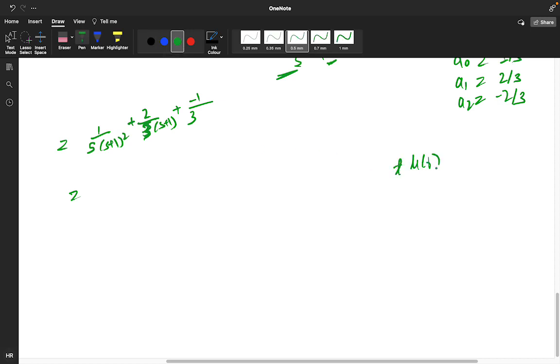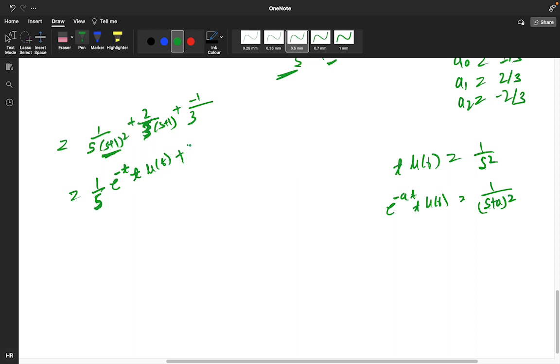The Laplace transform of t u(t) is 1 by s square. If you are getting e power minus a t into t u(t), this will become 1 divided by (s plus a) the whole square. Here s plus 1 term is there, so that means a is 1. It means e power minus t, and this is the function of t, so t, that's it, and you have to give u(t).